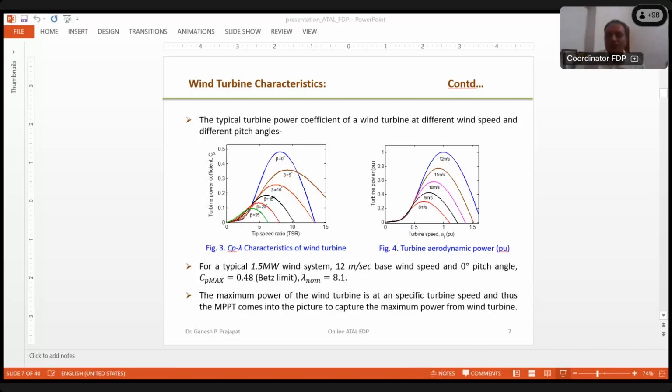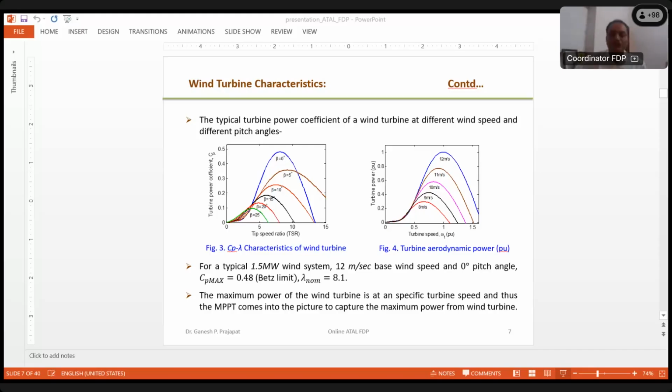These power points are on these curves only. The points which are at the highest value in these curves are the maximum power points, nothing more than that. So this is about the characteristics which show the maximum power extraction out of a wind turbine system.